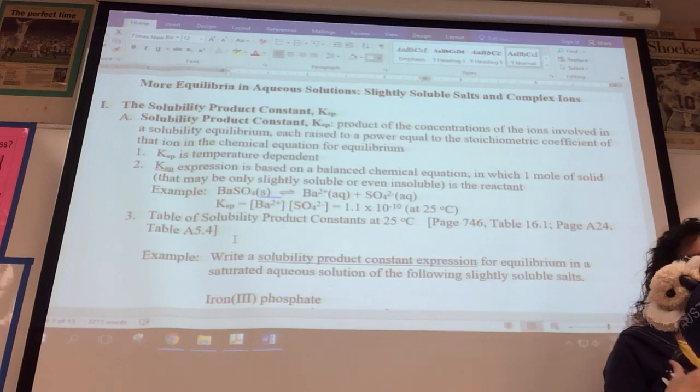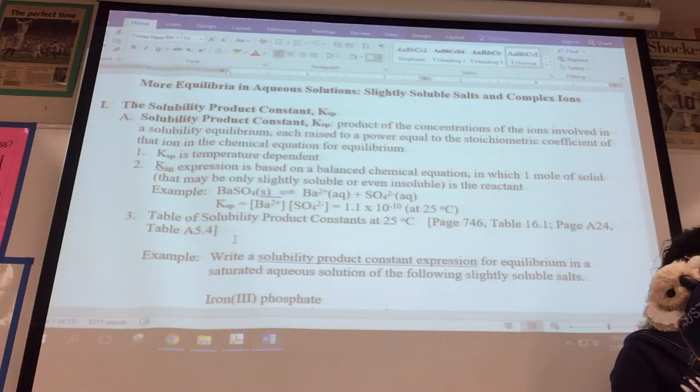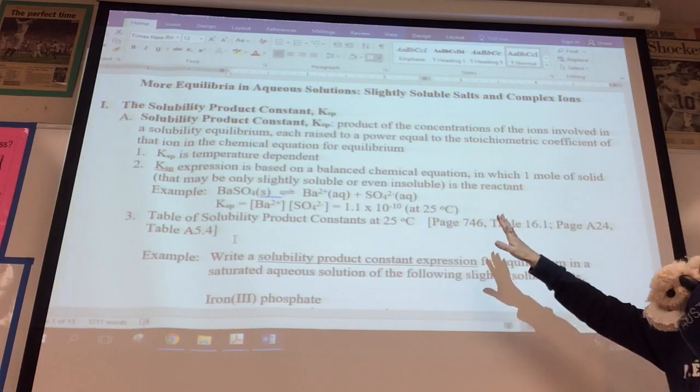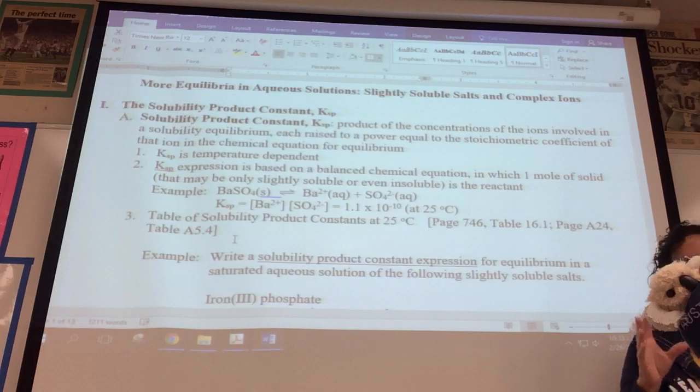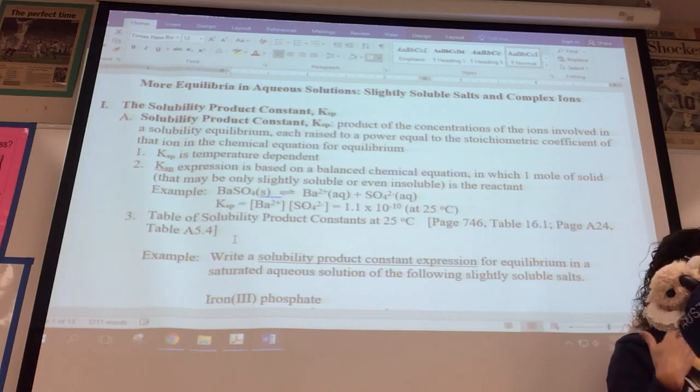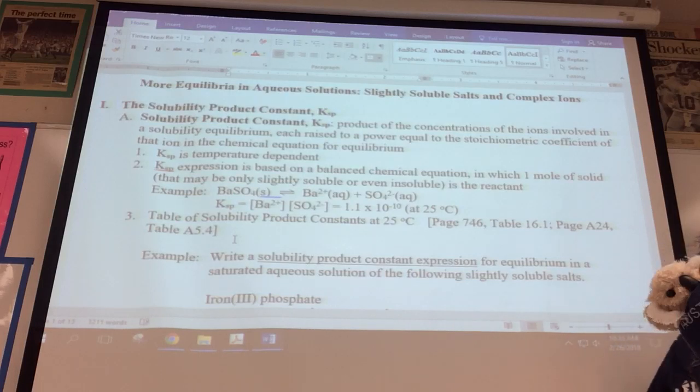KSP, like KEQ, like KA, like KB, like any capital K, not talking in regard necessarily to rate laws, that's something different, although that is temperature dependent as well. But KSP is temperature dependent. The only factor or stress that alters the value of KEQ, KA, KB, and now KSP is temperature. And that's a point that we have already made, and you want to make sure you've got mastered.